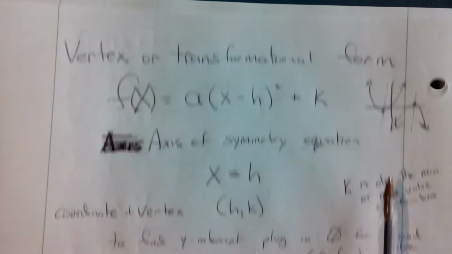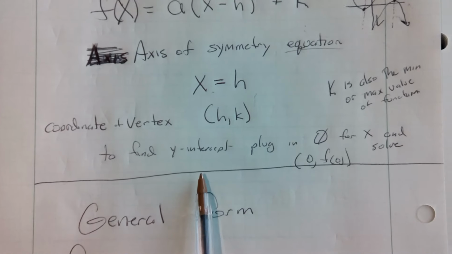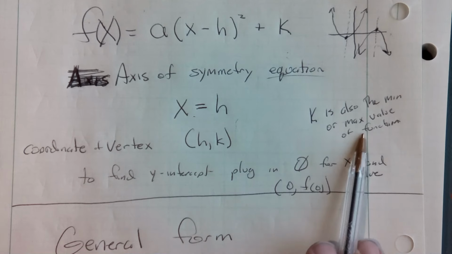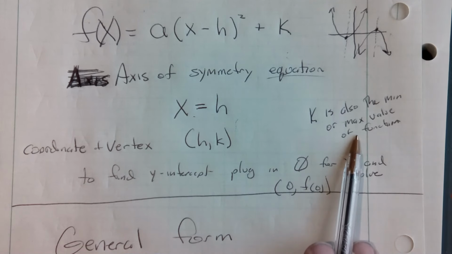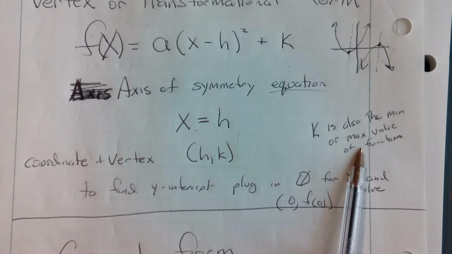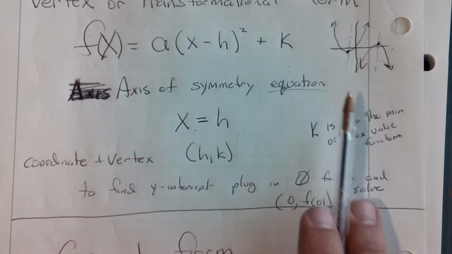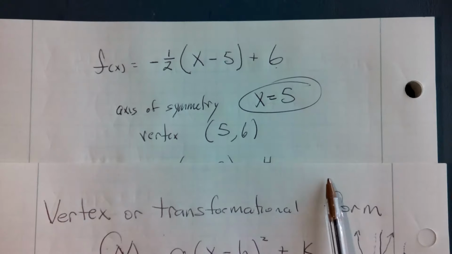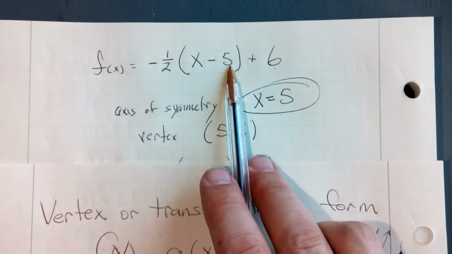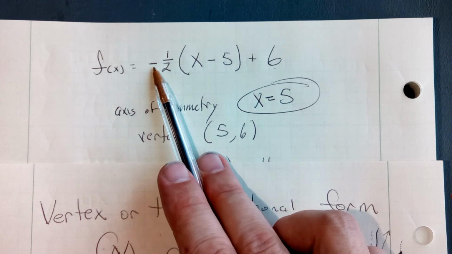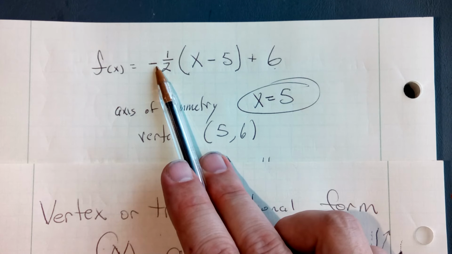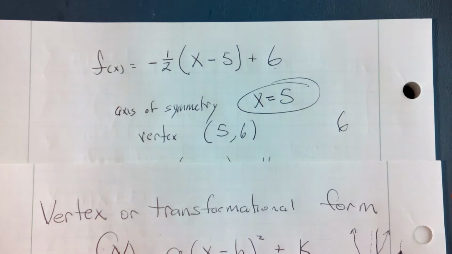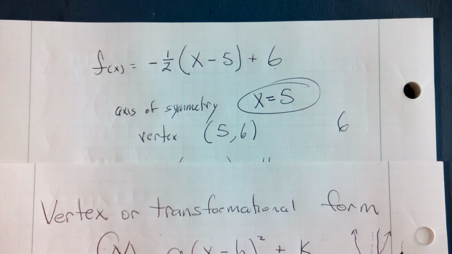It also might ask you to find the minimum value or maximum value of the function. The minimum or maximum value is the y value at the vertex, which is just the k value. On this function, they'd have to ask what the maximum value is, because the negative means it opens down. The maximum value would be 6. So it's the y value at the vertex.